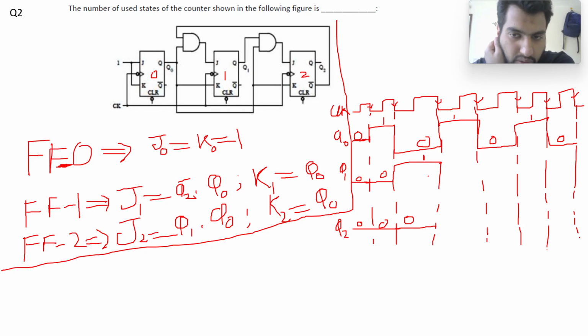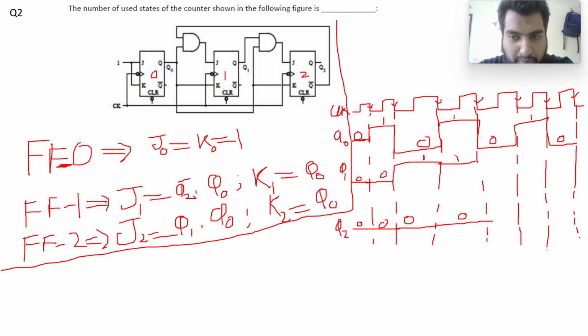Now in this cycle, my Q0 is equal to 0, that means J1 is equal to 0 and my K1 is again 0, so it will remain at J1 equal to 0, K1 equal to 0, so output will remain the same, that is 1. And here my J2 is equal to Q1, which is 1, and Q0 is equal to 0, so it will be 0, and Q2 is equal to Q0, so it will be 0, so output will be 0 for Q2.